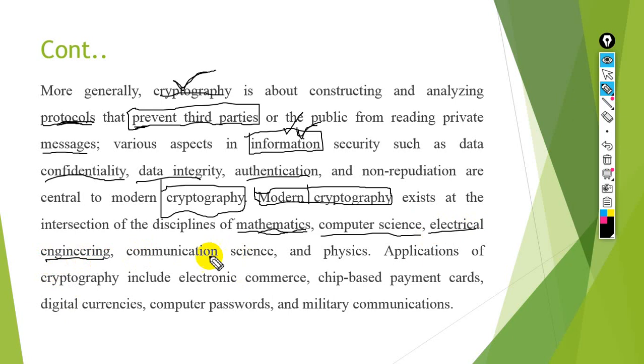Communication science, okay. If we have telecommunication, if we want to make communication between two computers on the internet, in that we are also using cryptography, and also physics techniques, we are using for making our message secret. Next, application of cryptography, the computer science, the electronic commerce.